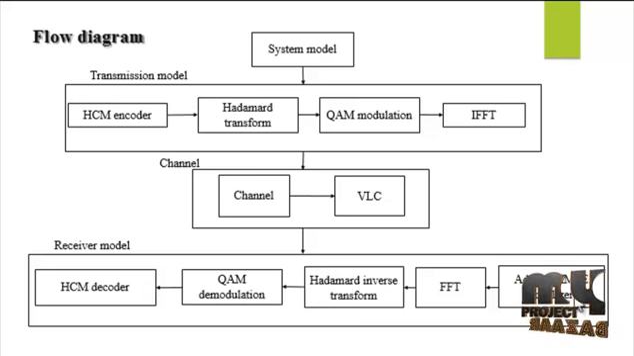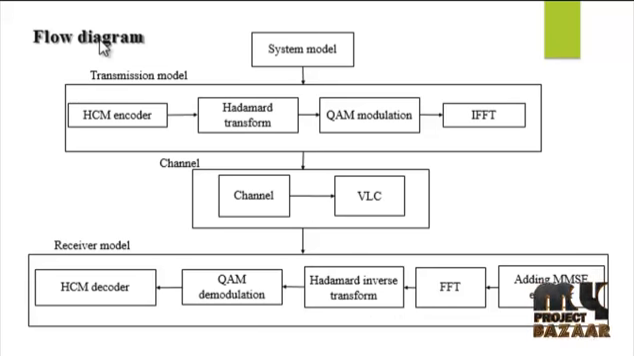Here we add the MMSE equalizer, that is the minimum mean square error equalizer, and then the FFT, that is the fast Fourier transform, and then the inverse Hadamard transform. So in the transmission model we use the Hadamard transform, and the receiver model uses the Hadamard inverse transform.